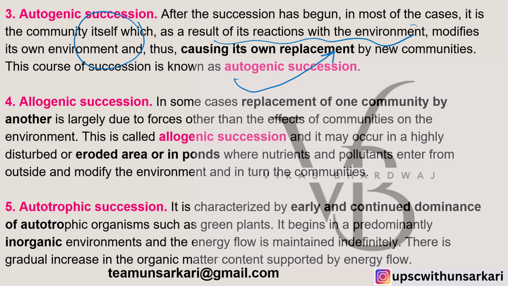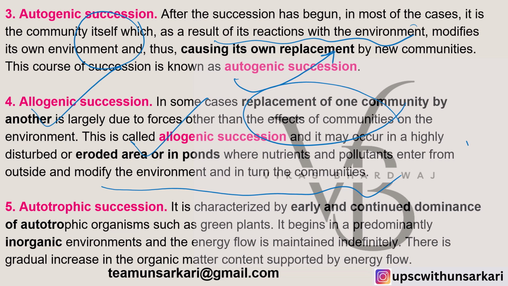Okay, please do look for examples. Allogenic: replacement of one community by another, largely due to forces other than the effects of the community. That means the community is not responsible, but there are other forces. It may occur in highly disturbed or eroded areas or in ponds where nutrients and pollutants enter from outside and modify the environment and in turn the communities. So when we speak about water pollution in rivers like the Yamuna, or even forest areas which are actually suffering because of extrinsic factors, there we can say so.